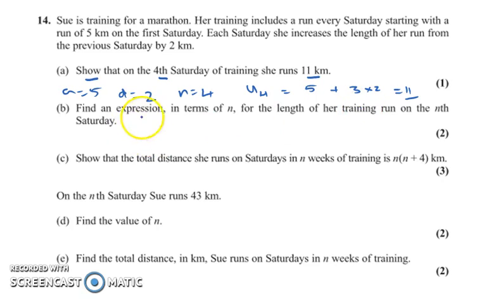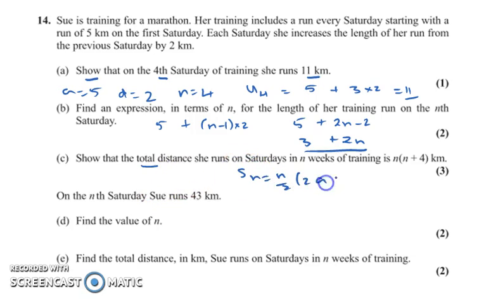Part B, finds an expression in terms of N for the length of the training on the nth Saturday. So we've got 5, add N minus 1 times 2, which is 5, add 2n minus 2, which is 3, add 2n. That's the nth term. Part C, show that the total distance is this. So we're going to use Sn equals n over 2, 2a, add n minus 1, d.